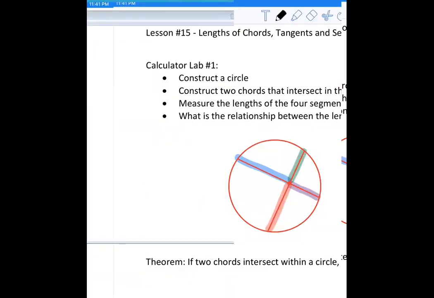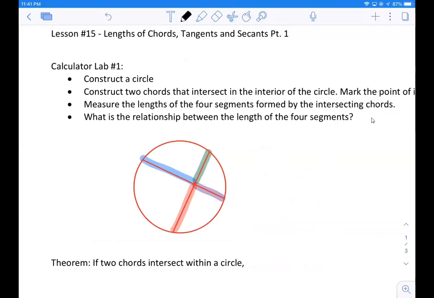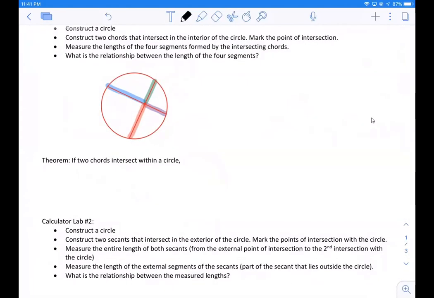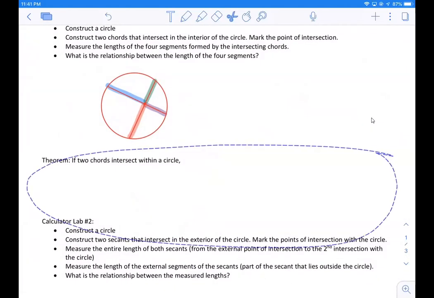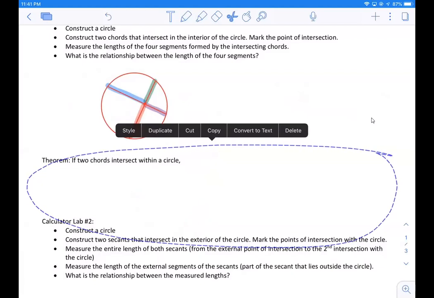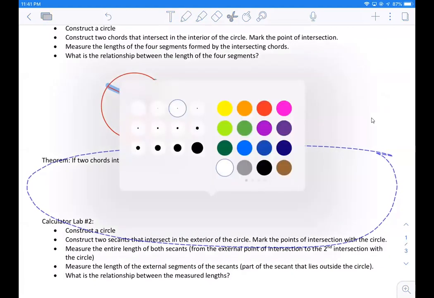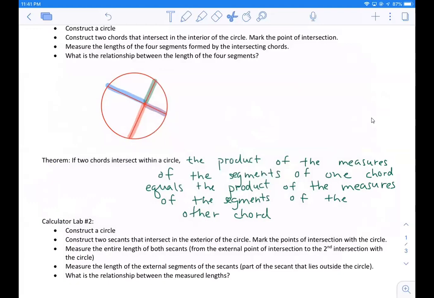If 2 chords intersect within a circle, what we saw is that the product of the measures of the segments of one chord equals the product of the measures of the segments of the other chord. I know that is a mouthful, but the concept it's saying is actually pretty simple.